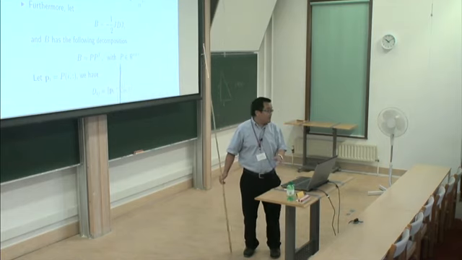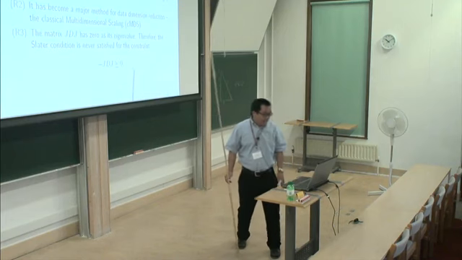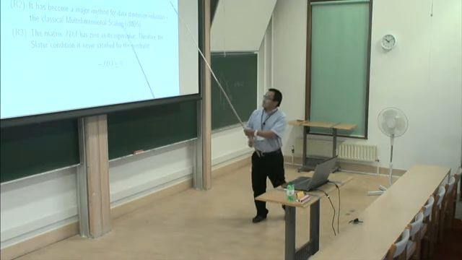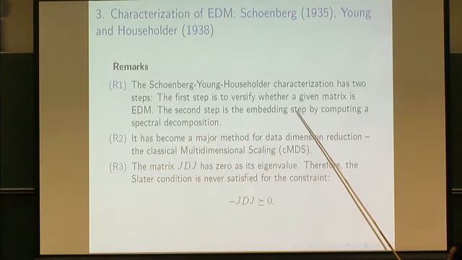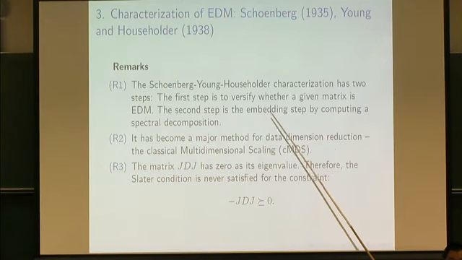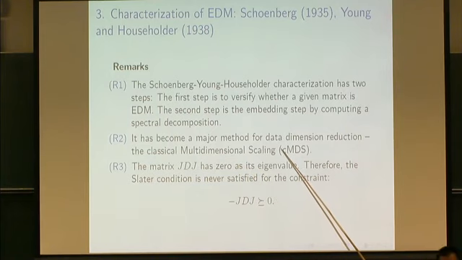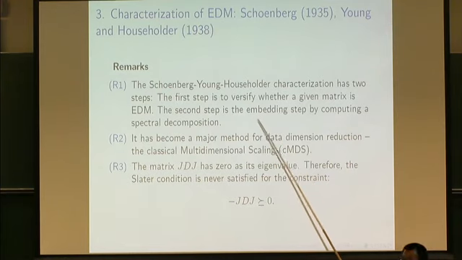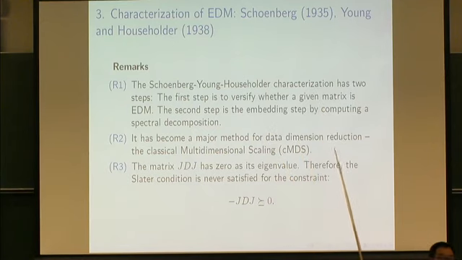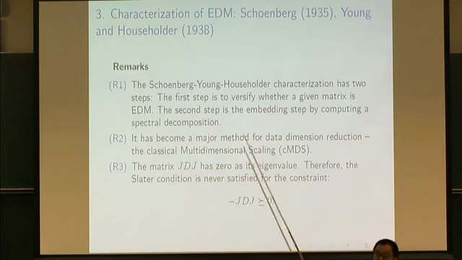So any questions about this? This characterization is actually very famous, and it's called classical multidimensional scaling in the data reduction field. The reason is that it's very simple: in the first step you just verify whether the matrix is a Euclidean distance matrix, then you do the spectral decomposition, and you recover those embedding points.